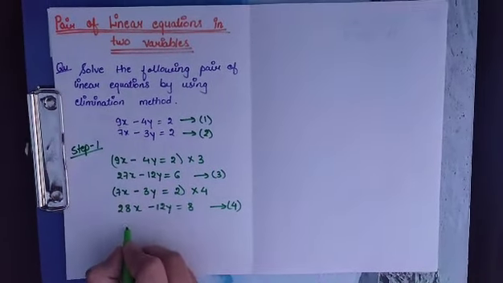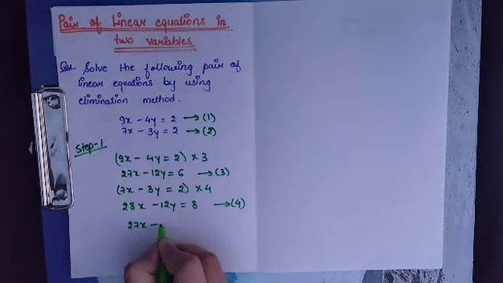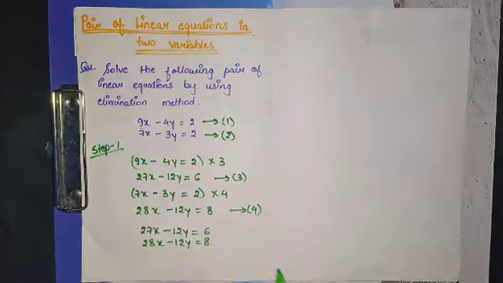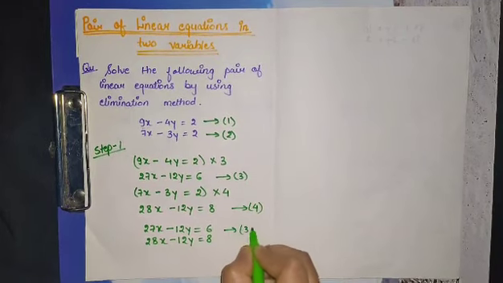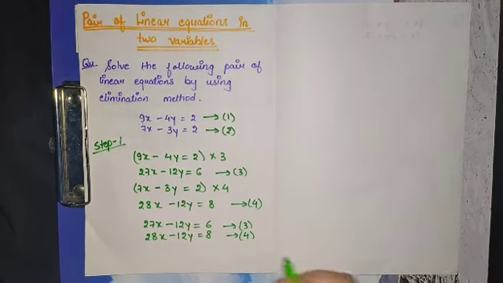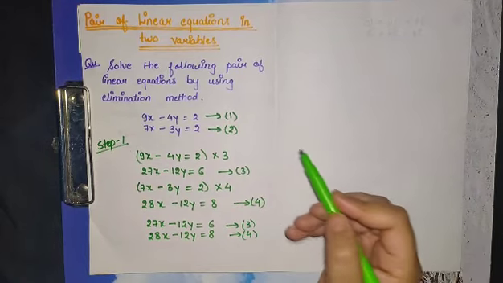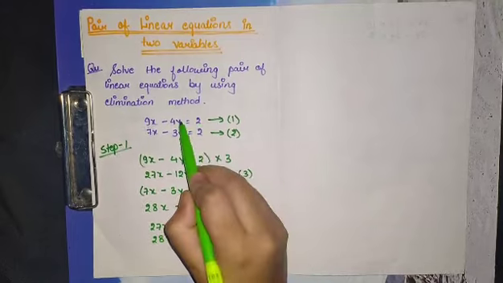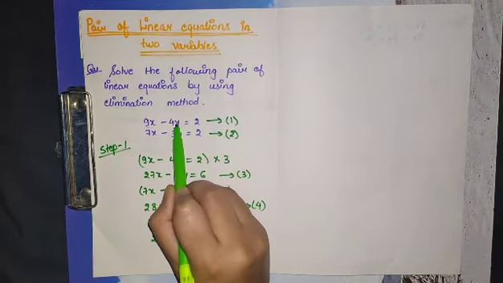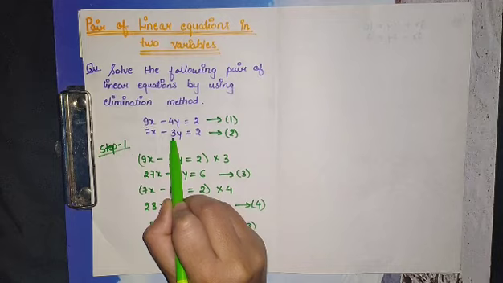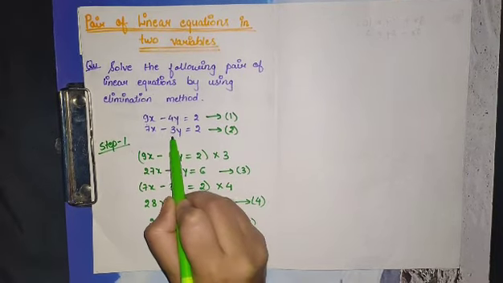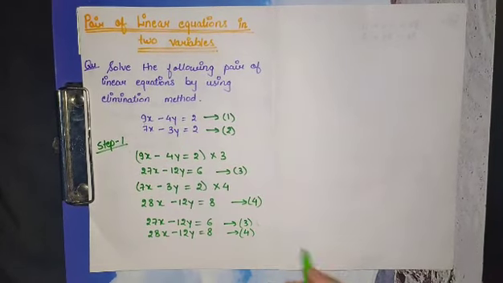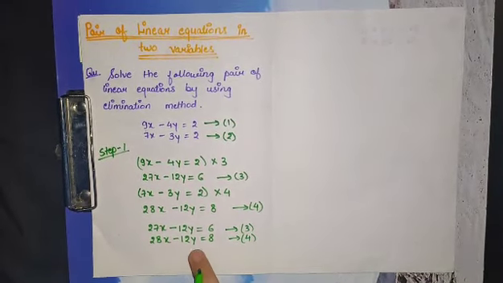Let's write them separately. 27x minus 12y equal 6, 28x minus 12y equal 8. Third equation and fourth equation. Now you may be thinking why I have multiplied first equation by 3 and second equation by 4. This comes from here. We will multiply first equation by the coefficient of y of second equation. Similarly, for the second equation, we will take the coefficient of y of first equation. Now, we have eliminated y here.